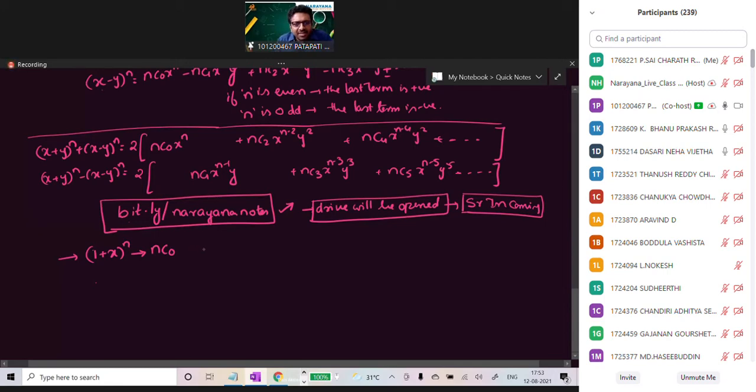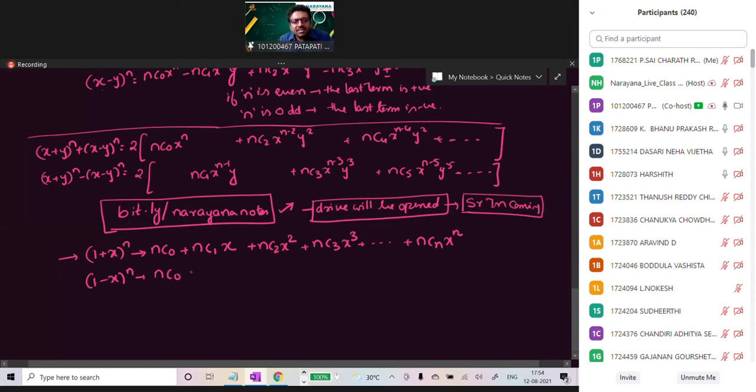And the next term is nC1. The power of 1 decreases, but it is still 1 only, no? Yes, sir. And the second term will have 1 power n minus 1 times x, plus nC2 into x squared, nC3 into x cubed, plus so on up to nCn into x power n. That's it.